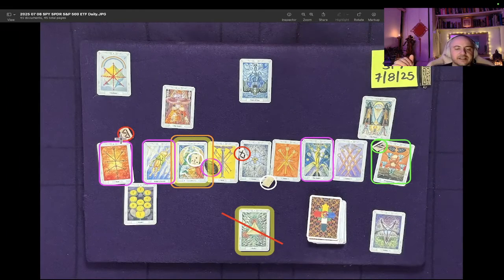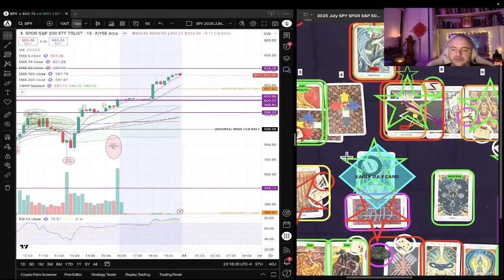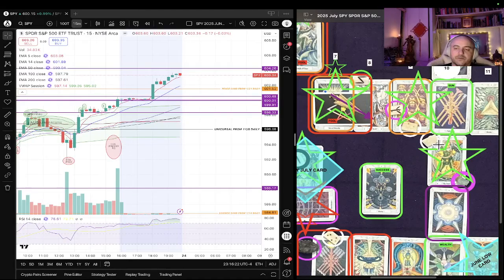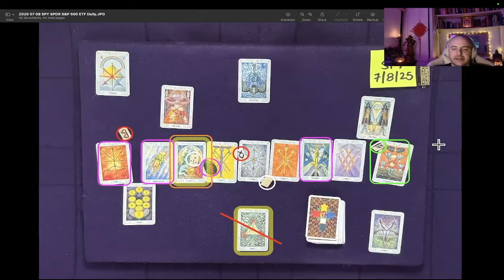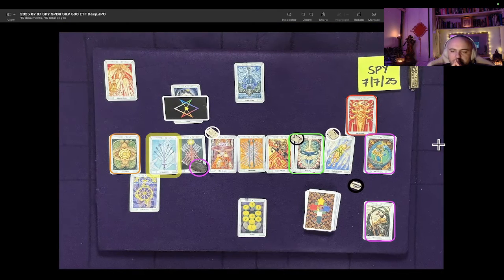You could even exit out of that short at the open with this decline on the 8th. But it looks like we probably continue downward. If you look at the 1 month, there's likely to be some more downward movement into the 9th and the 10th. That's SPY for July 7th, 2025.